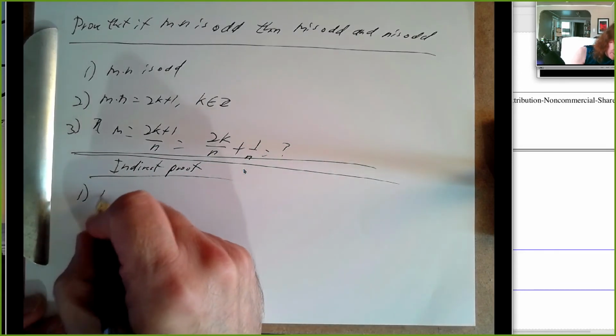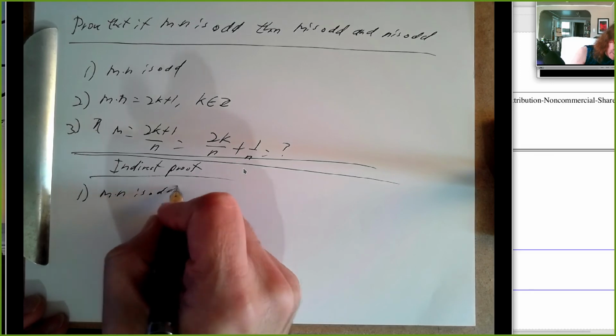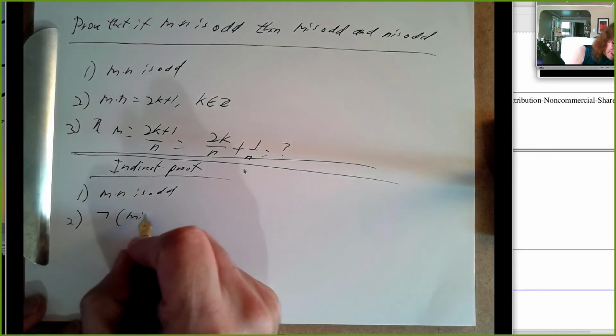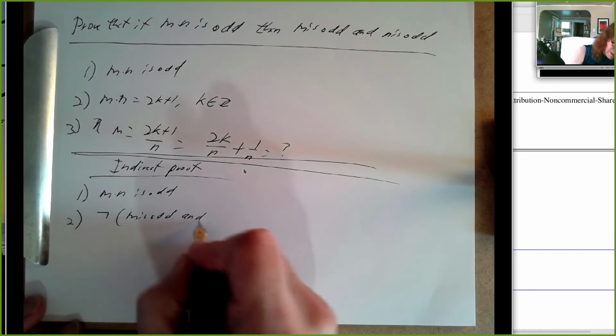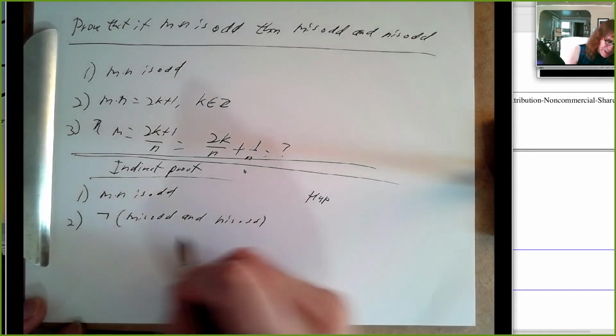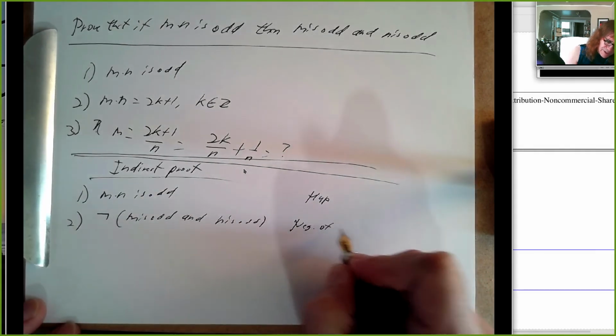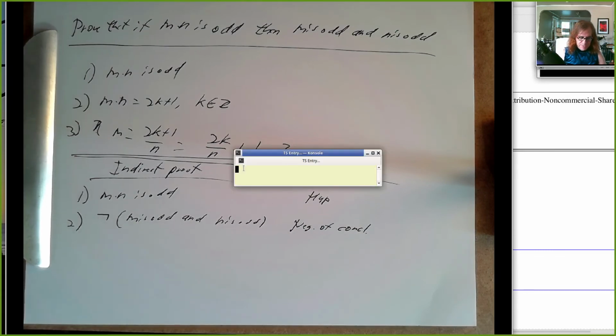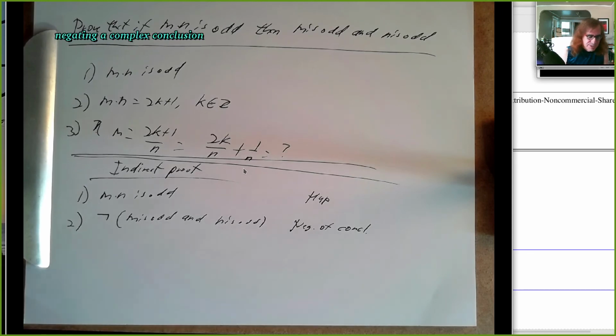So statement 1, m times n is odd. Statement 2, not (m is odd and n is odd). This first statement, that's a hypothesis. Second statement, that's the negation of the conclusion. Gotta be careful how we negate conclusions. Don't necessarily trust your intuition here.